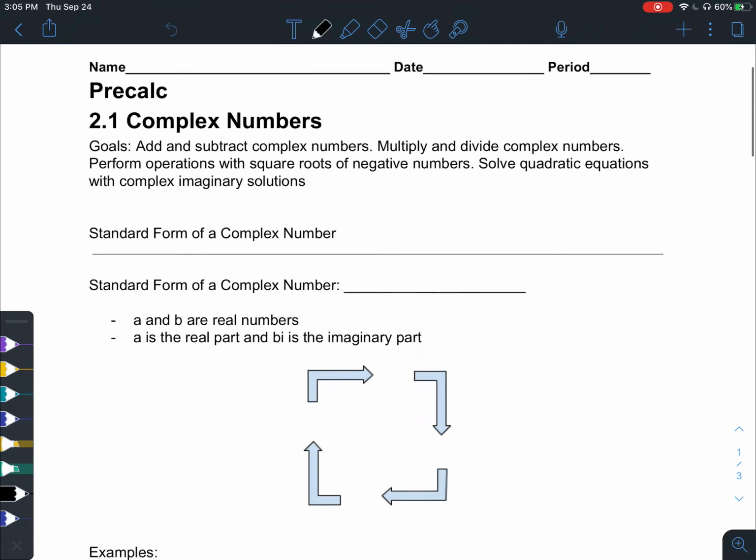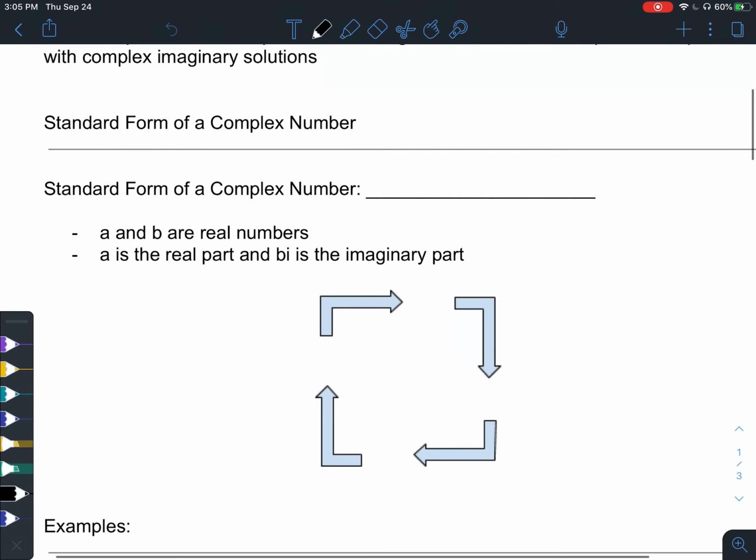Alright, so let's first talk about the standard form of a complex number. The standard form of a complex number is a plus bi. So a and b are real numbers, and a is going to be the real part, and bi is the imaginary part.